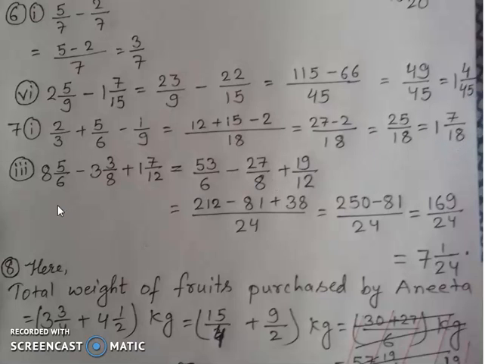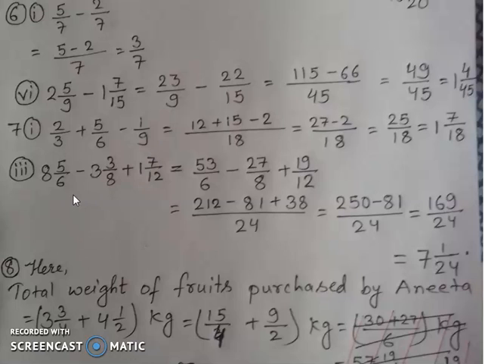Now, I had already said that I will be making the first and last question. There were only 3 questions, so the third question I also made. It is of mixed fractions. The question is the same as written over here: 8 5 by 6 minus 3 3 by 8 plus 1 7 by 12.